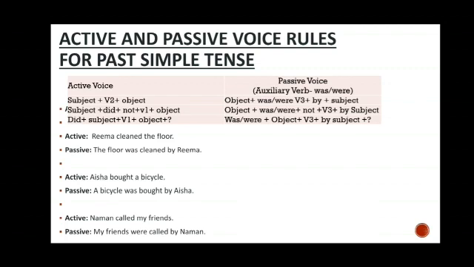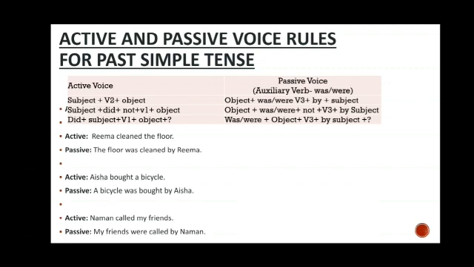Okay, and when we are changing it in negative, then object, was/were, plus not, plus verb third, plus by plus subject. And if you are changing it in interrogative, then was/were, object, verb third, plus by plus subject. See here, Rima cleaned the floor. The floor was cleaned by Rima.